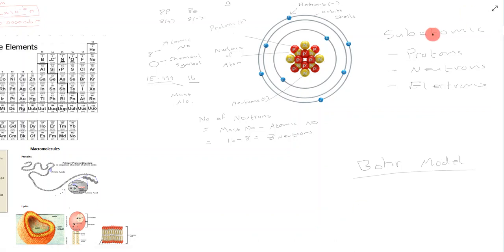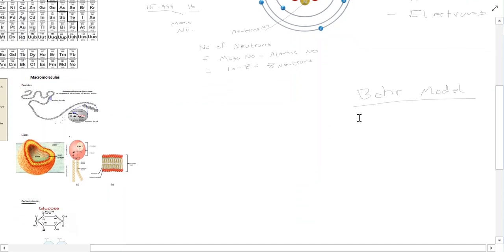The Bohr model is really a way that we can represent and look at atoms. So first of all, you create a circle, and this circle represents the nucleus of the atom. So this is going to be the nucleus. And then you split this in half. The left hand side represents the protons and the right hand side represents the neutrons.